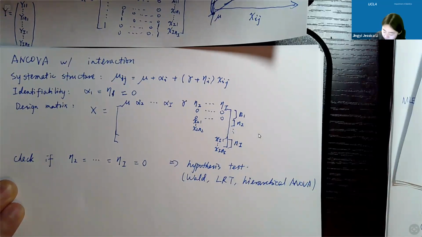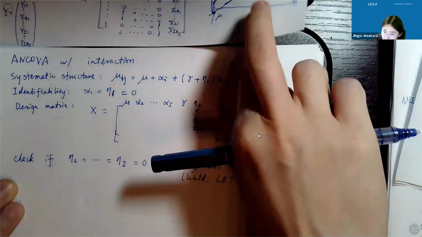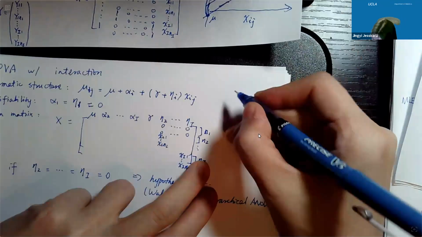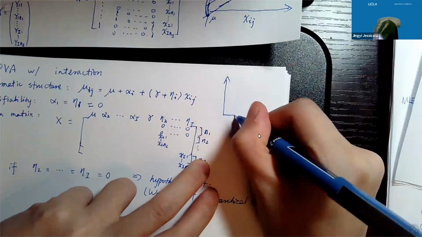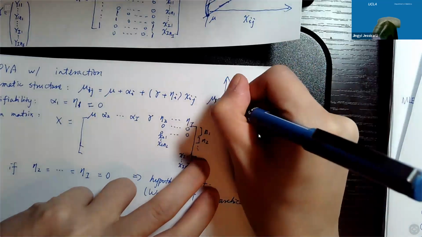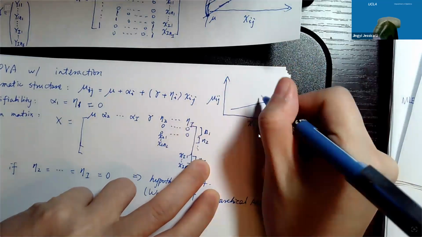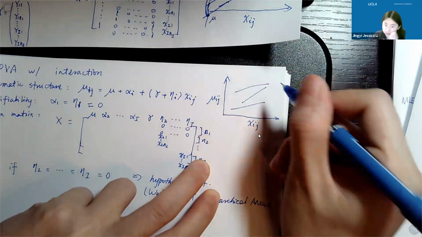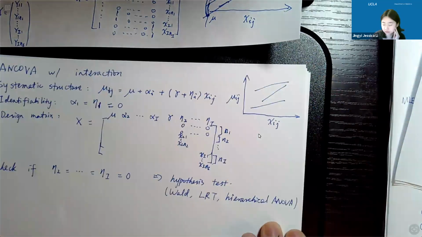So this can help you decide whether you can stay with this parallel line model or this more complicated model. I'm just going to draw it. In this model, the lines could have different slopes. So you could have something like that. So different slopes for different levels.